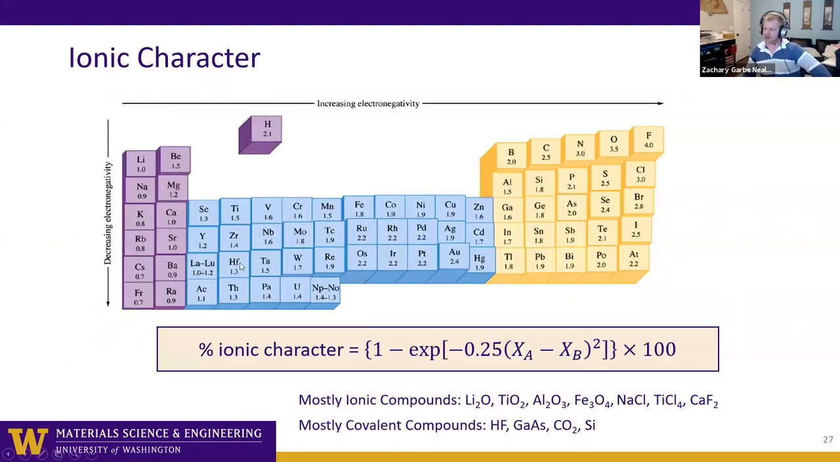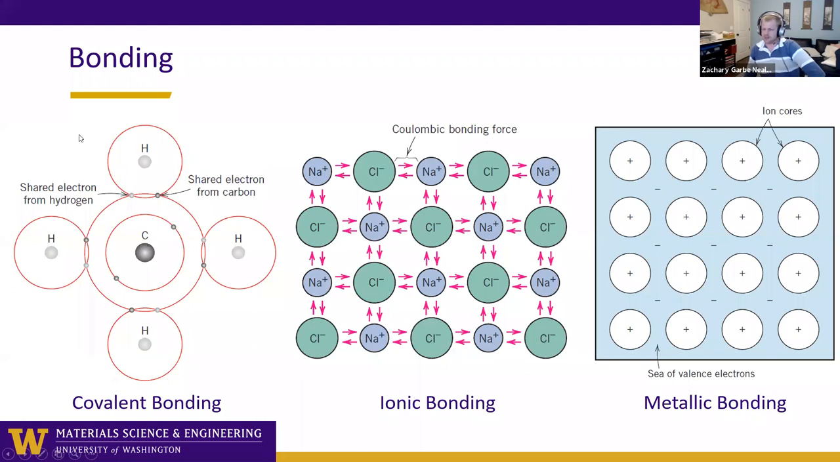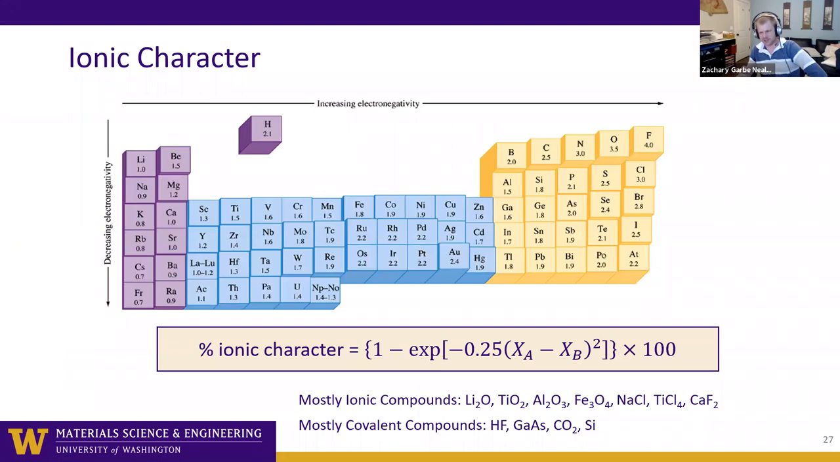So it's easy to make this diagram and categorize materials as being either covalent or ionic. But in reality, there are very few materials that are purely covalent or purely ionic. There's a bit of mixed character if you combine different elements in the molecules, and we call that the percent ionic character.